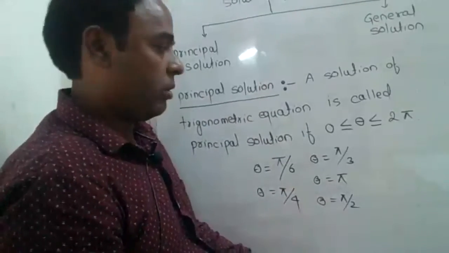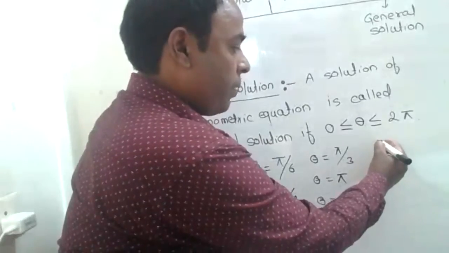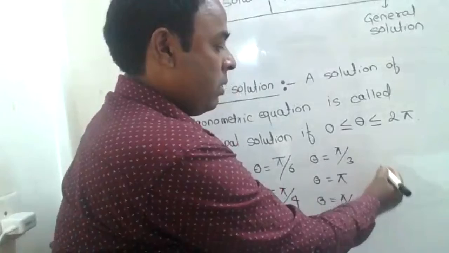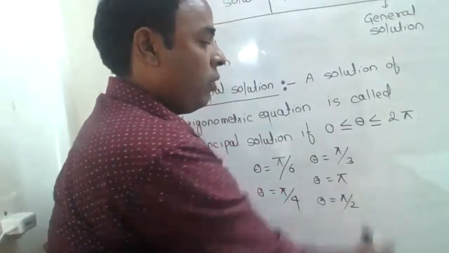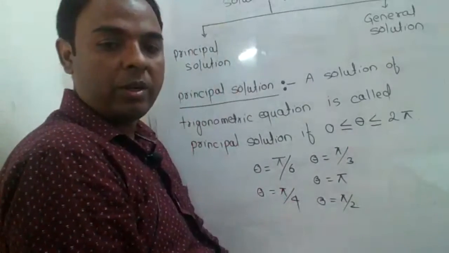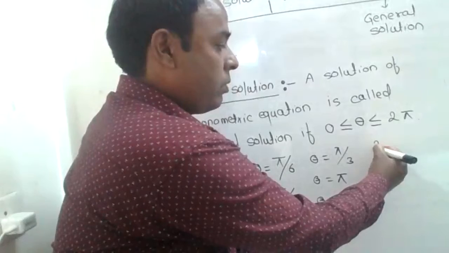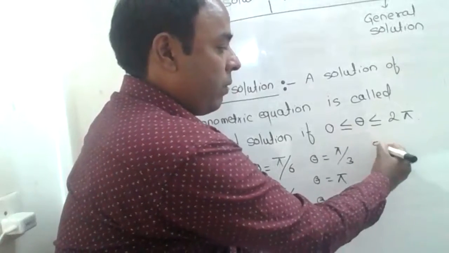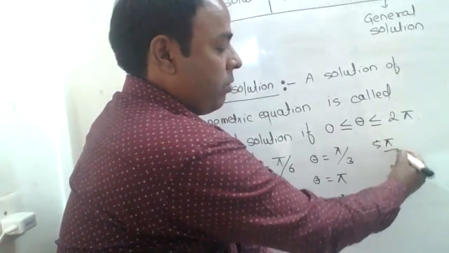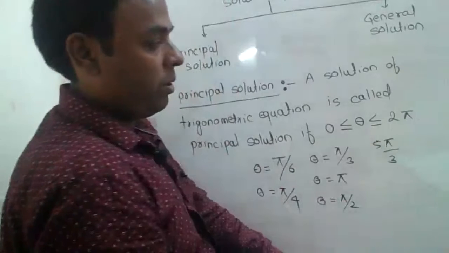Now suppose 2 pi, how much is that, my friends? 360 degrees, okay? Suppose 5 pi by 3, okay?